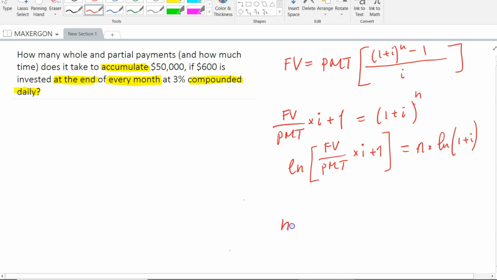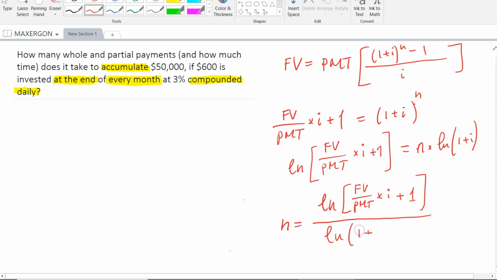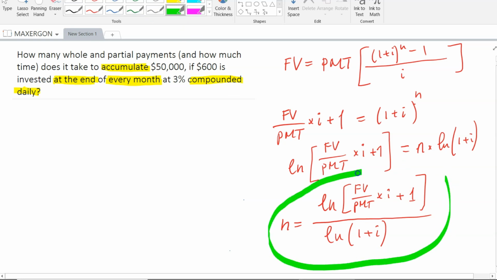From here, we can get the formula for n. So this is the fraction. The logarithm is in the numerator of this fraction, future value divided by PMT times I plus 1. And the logarithm of 1 plus I is going to be in the denominator. That's the formula which usually you will find in your formula sheet, but in case a formula sheet is not available, you can get that formula using the algebraic process shown here.